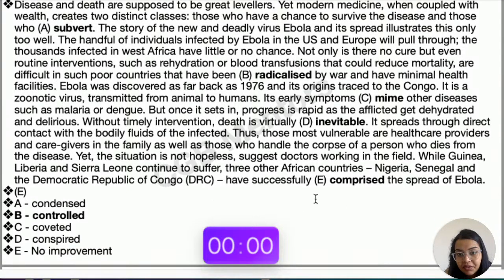Coming to the fifth one. So we are saying the countries have successfully compromised the spread of Ebola. Now you can compromise a disease first of all. Okay, compromise is something which is not as per the standard or the set rules. Okay, तो उसे आप compromise, it is used as a verb, as an adjective, depending, बहुत सारे meaning होते हैं.